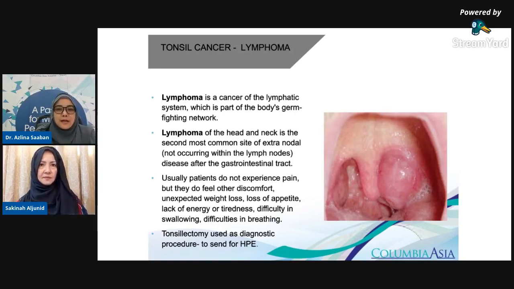But for lymphoma, when we look at the patient's throat and see one huge tonsil which we suspect is lymphoma, we have to take it out and send it for biopsy to get the proper HPE result, I mean, proper diagnosis. Tonsillectomy will not cure lymphoma. Maybe later the patient needs chemo, but the tonsillectomy is meant to get the diagnosis.